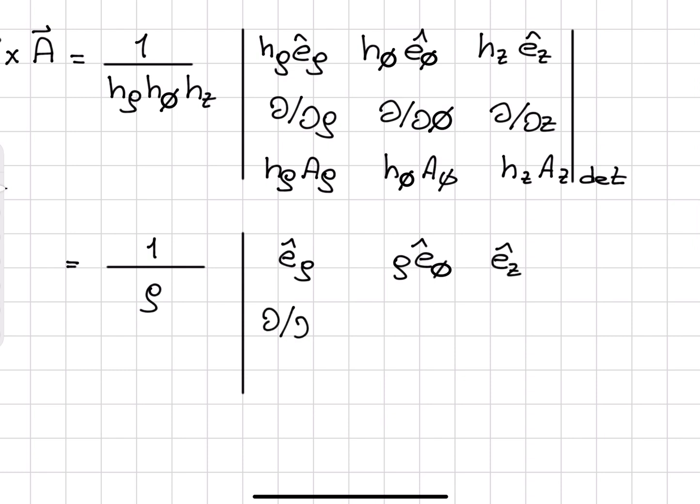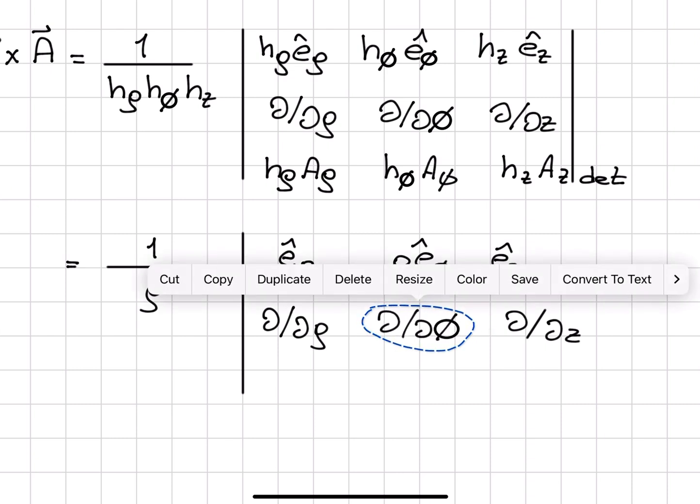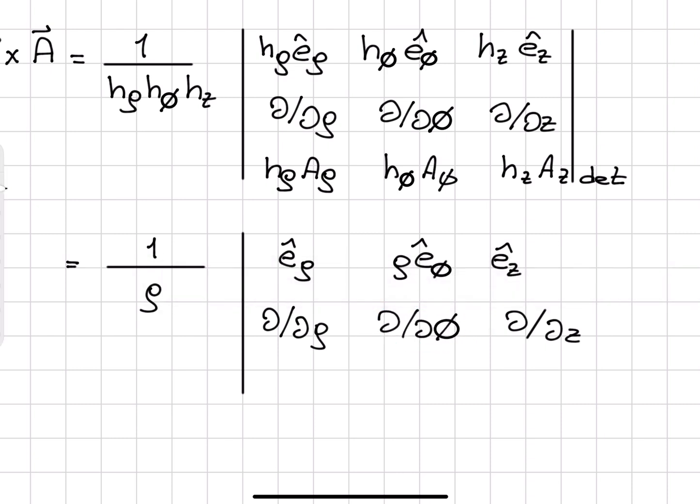Del del rho, del del phi, and del del z. That's what I obtain here. And the last term, h rho a rho, that's simply a rho. H phi a phi, that's rho times a phi. Hz az is simply a z. So we have to take this determinant.